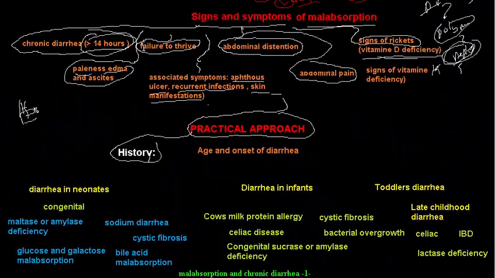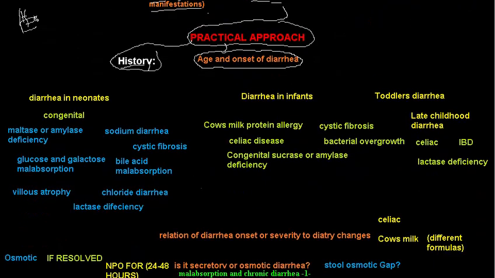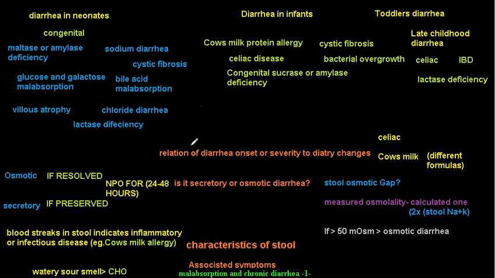Now, the approach of malabsorption: you start with a good history. The most important points to take in the history are the age and onset of diarrhea. When did the diarrhea start first? And the relation of diarrhea onset or severity to dietary changes. Were there any dietary changes when the diarrhea happened?